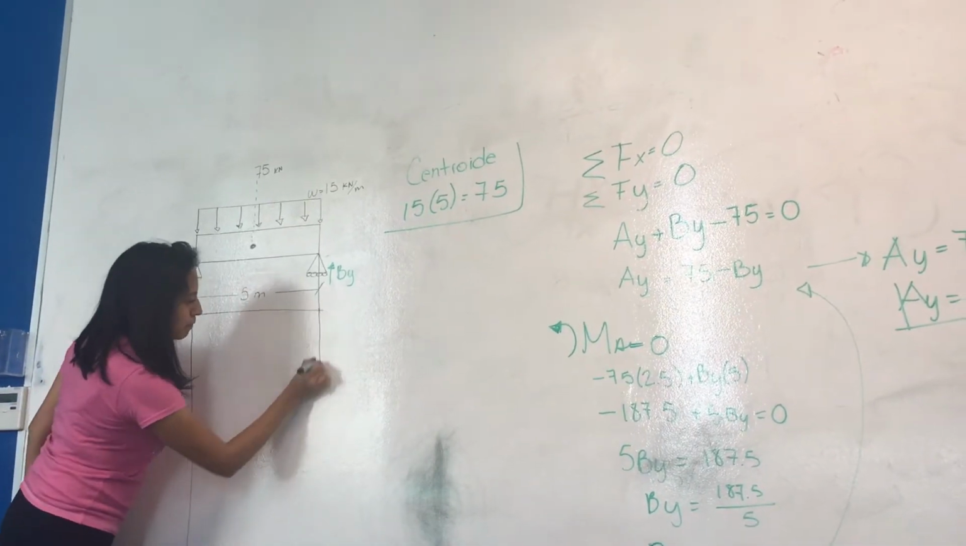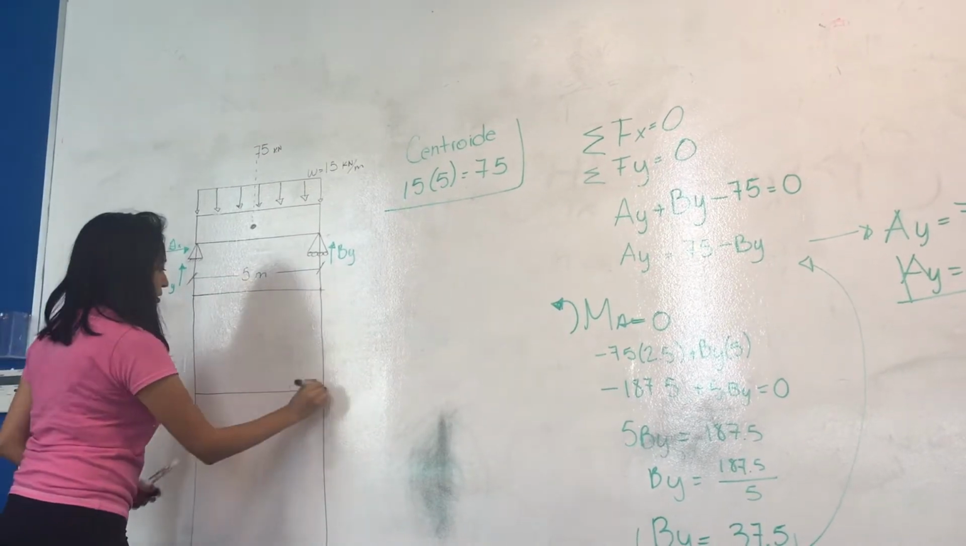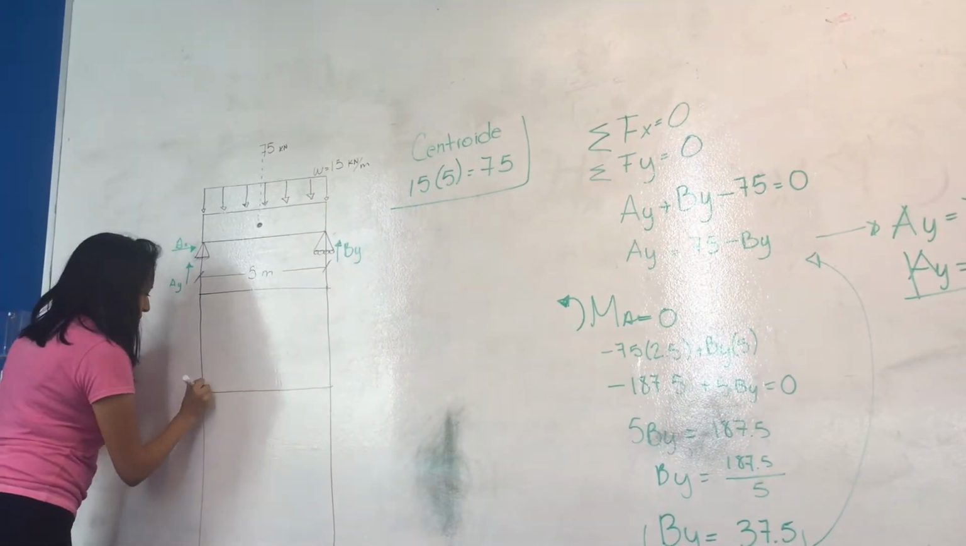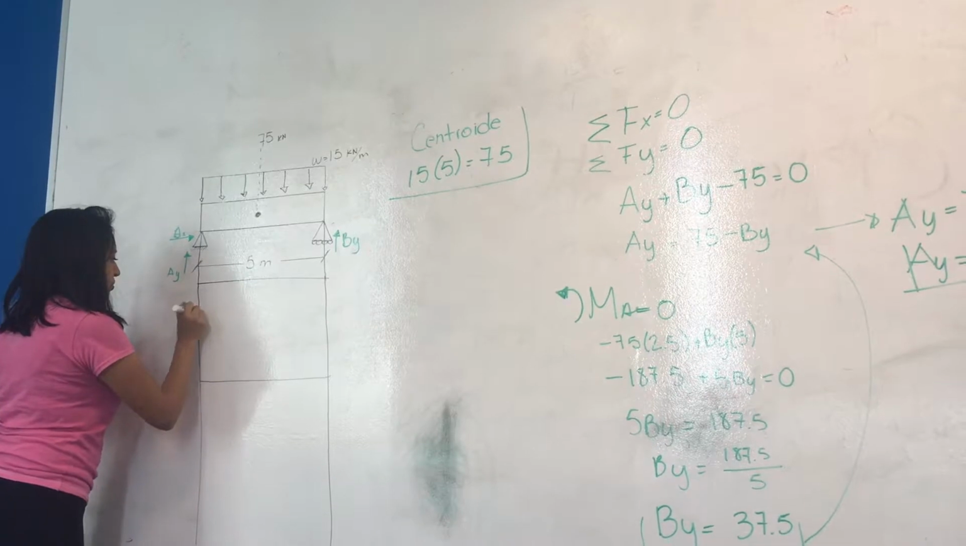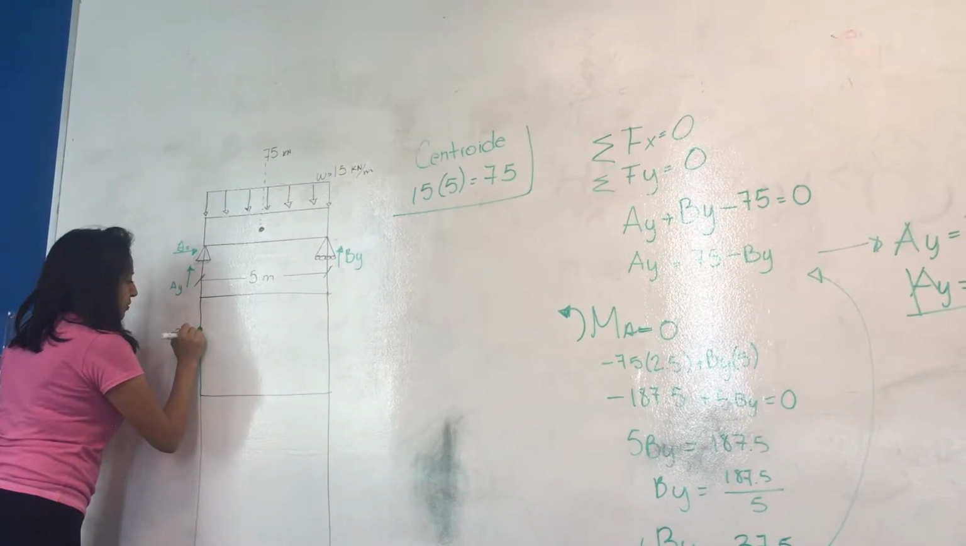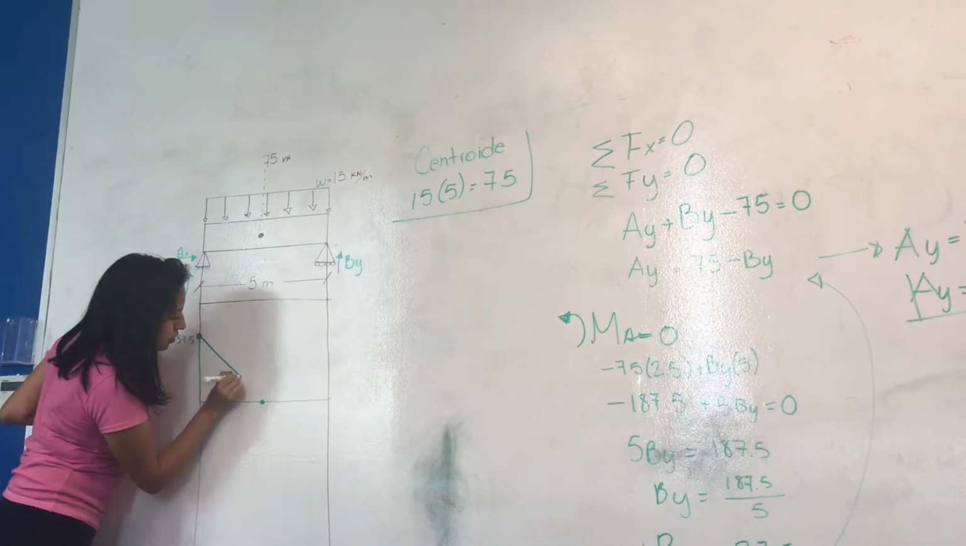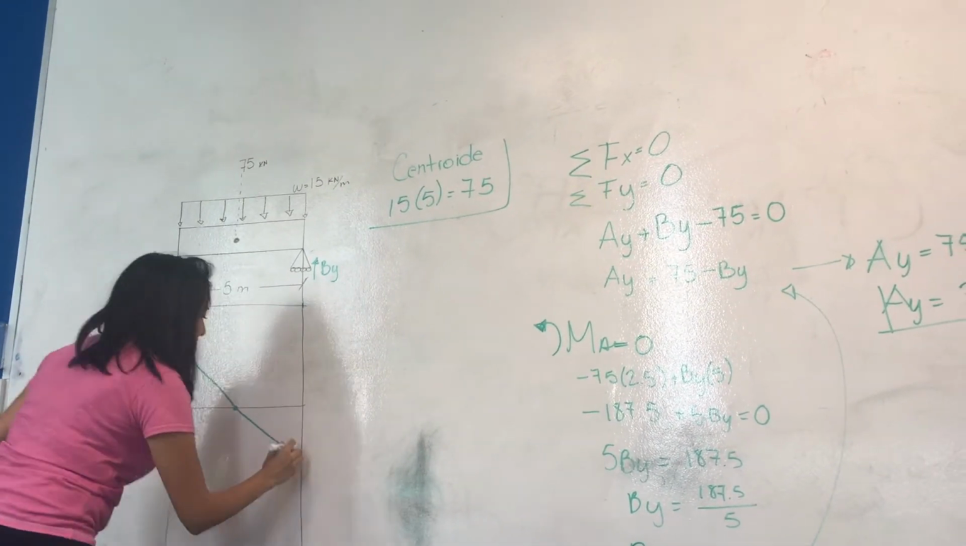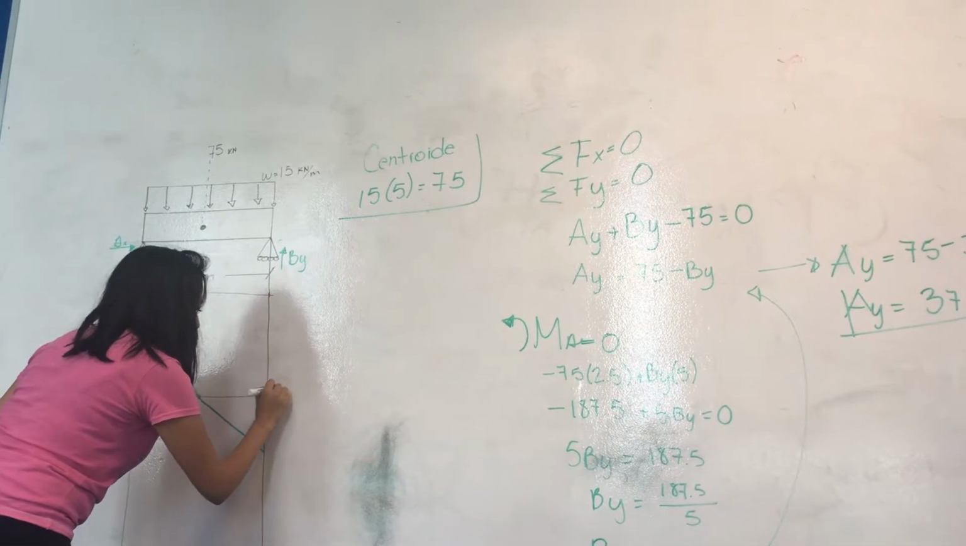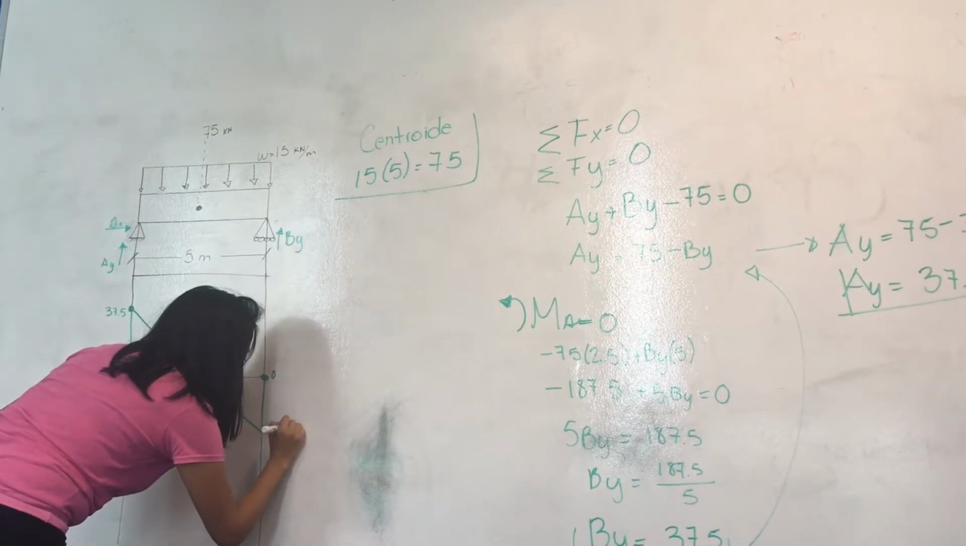Now we will make the graph of shear and moments. The first is the shear. We locate at the 0 point and climb 37.5. From there we go down 75 to reach minus 37.5. And at the last point it goes back up 37.5, again being 0.